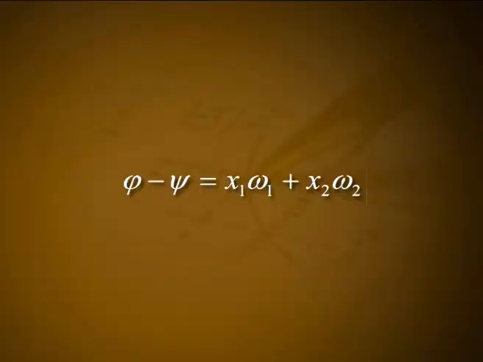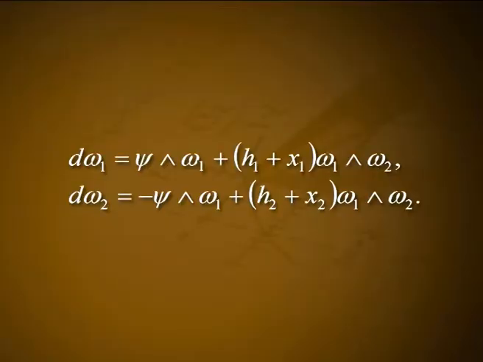Proof: let φ be any connection on S(M). If ψ is any other connection on S(M), then as above, φ minus ψ is equal to x1 ω1 plus x2 ω2 for some x1 and x2. Solving for φ and substituting in the first structural equations for φ, we obtain dω1 is equal to ψ wedge ω2 plus (h1 plus x1) ω1 wedge ω2, and dω2 is equal to minus ψ wedge ω1 plus (h2 plus x2) ω1 wedge ω2.